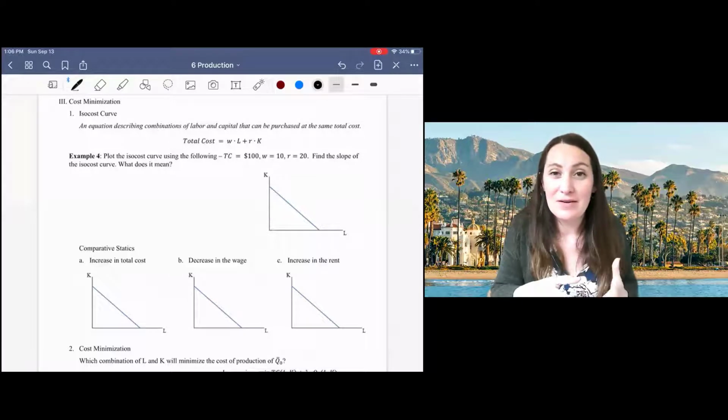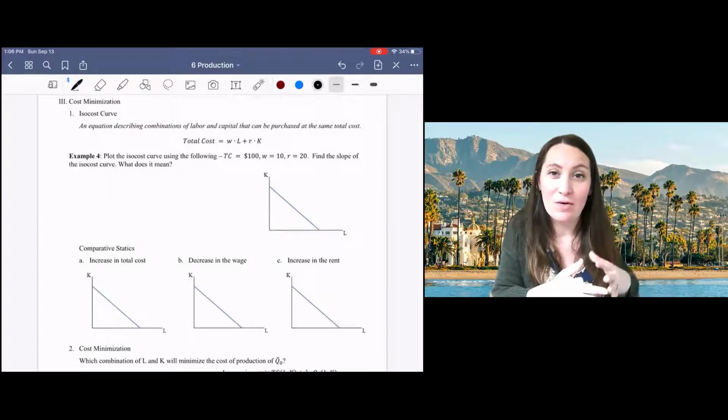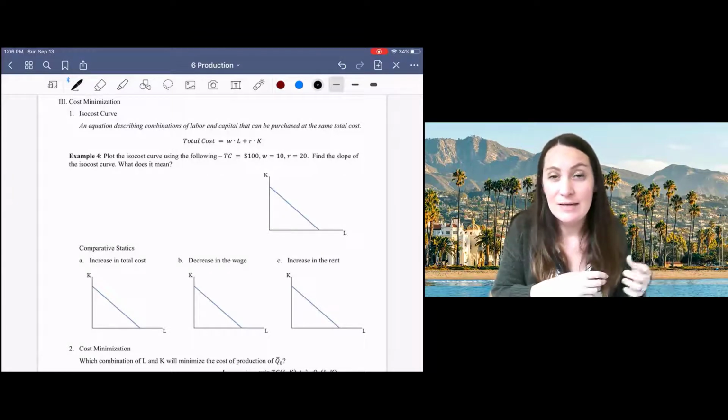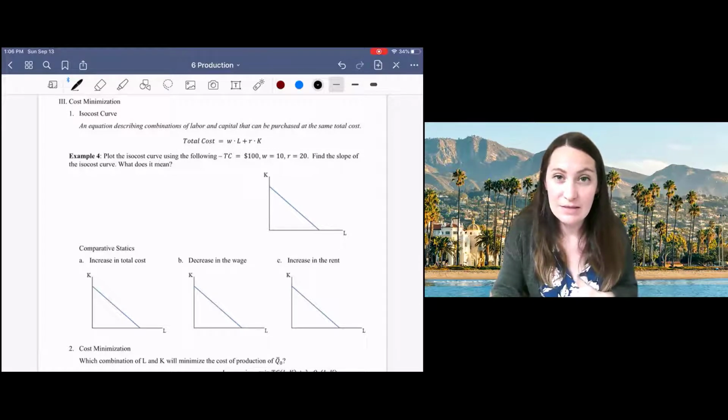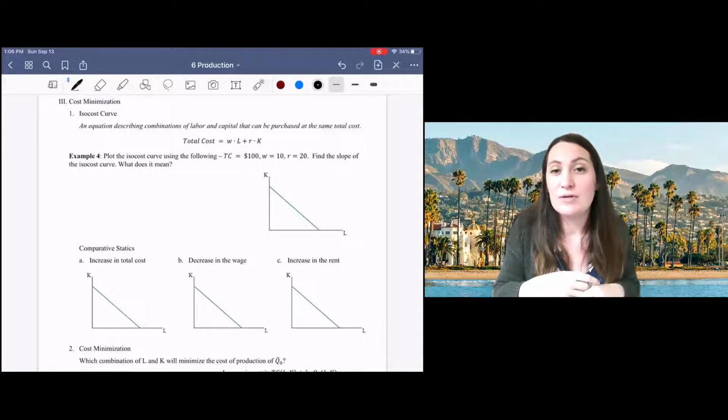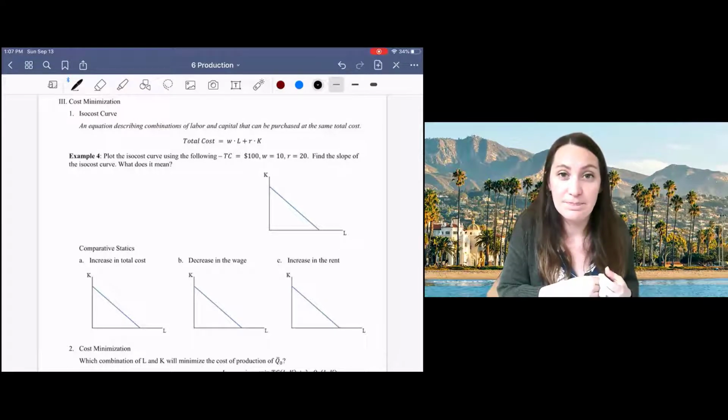So now that we've characterized the benefit of using inputs in the production process, it yields output according to our isoquant, we want to turn our attention to the cost of inputs and then eventually compare the two in order to understand a firm's choice of how much of each input to use in the production process.